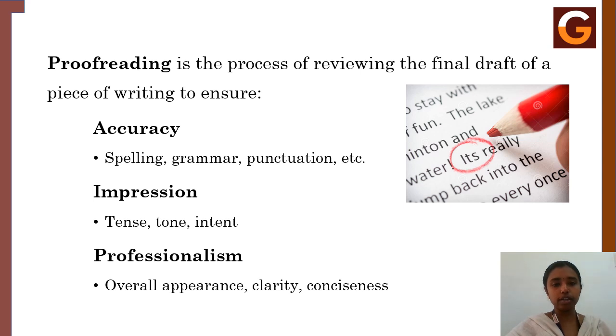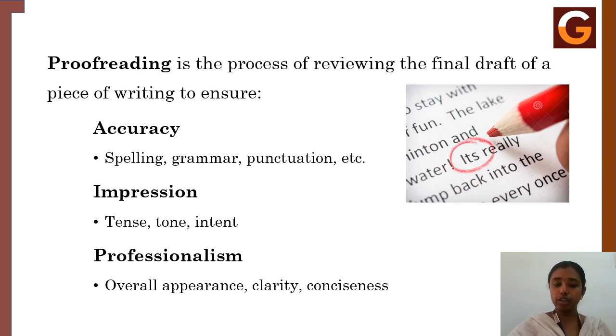So, starting with the definition of proofreading. Proofreading is the process of reviewing the final draft of a piece of writing to ensure accuracy, impression, and professionalism. As we saw, editing can happen even in between the process of writing, whereas proofreading can happen only after drafting the final draft of a piece of writing, where accuracy, impression, and professionalism should be ensured.